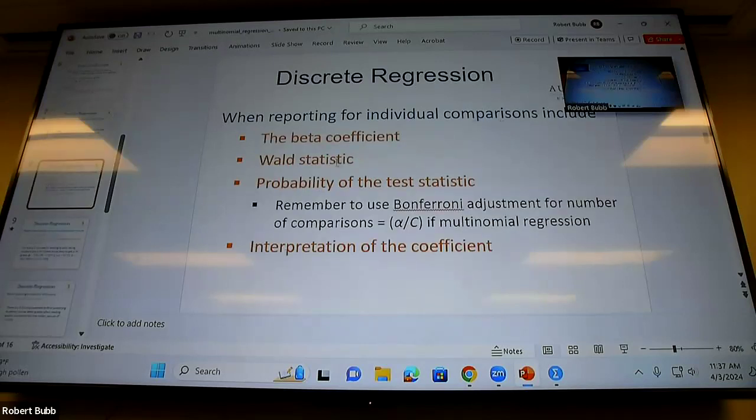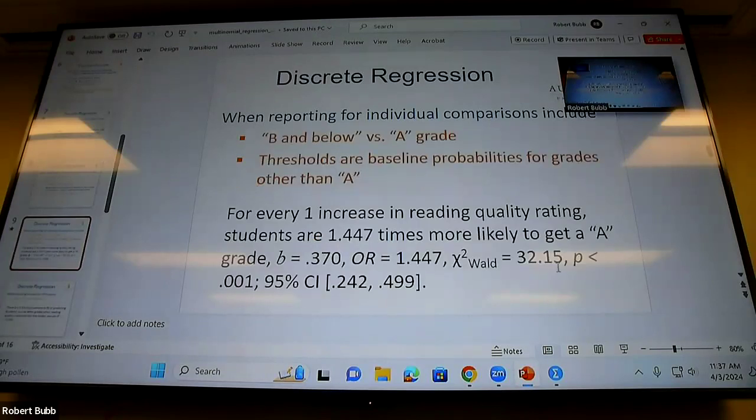When you are reporting, you want to include the beta coefficient, the Wald statistic, and the probability of your test statistic. Remember, we do have to adjust for Bonferroni as well, so we need to think about that. And then, of course, our interpretation of the coefficient, which, if we're looking here, our p-value is less than 0.001.